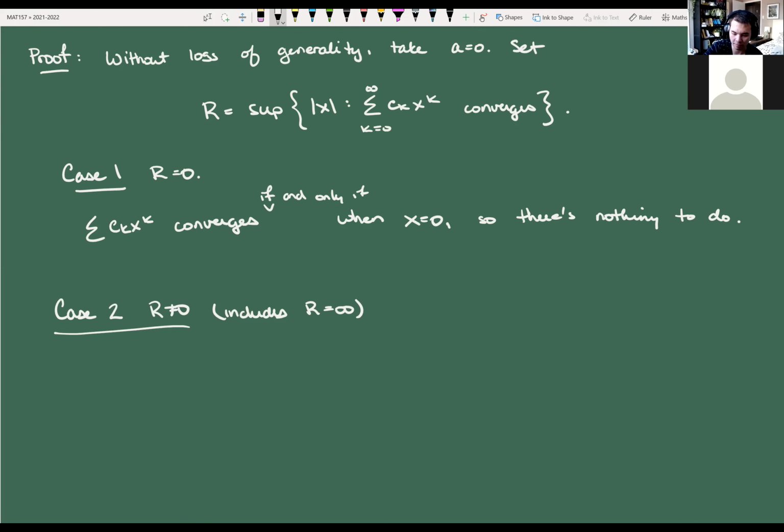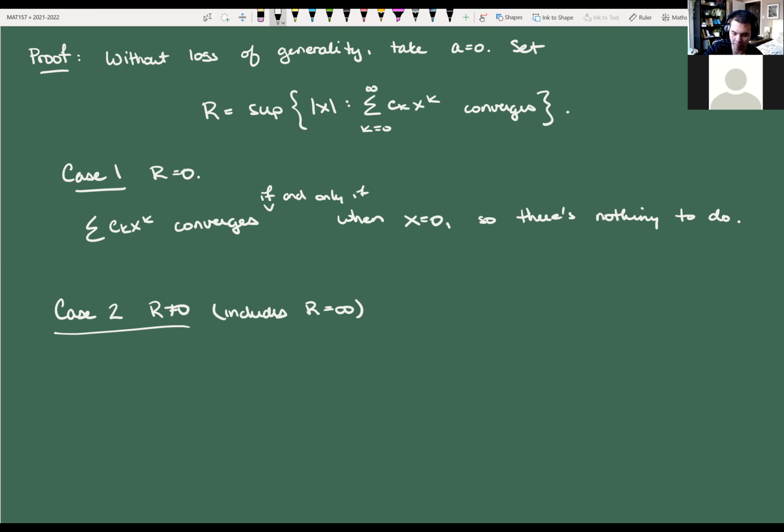Otherwise, the absolute value of x would be in that set that I took a supremum over, and therefore r would be bigger than it, right? So this isn't possible. But how do I say this? Because I didn't define what this set was. So how do I do that without just rewriting it? Do you all see that it's true?